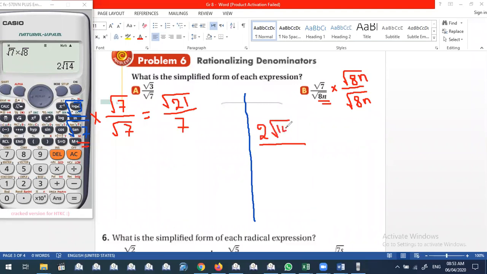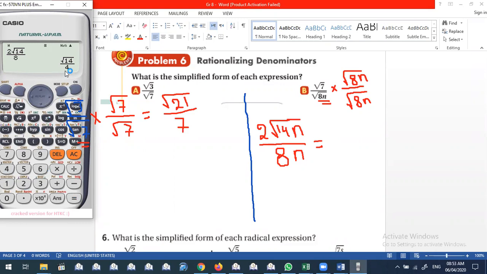Don't forget n. So n inside. Times over square root 8n times square root 8n. It will be 8n without square root. Don't forget to simplify. We have 2 and 8. Let's check the simplify. Like that. 2 square root 14 over 8. Don't write the letters.